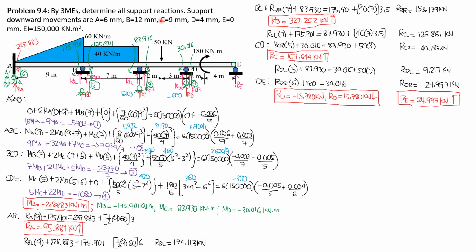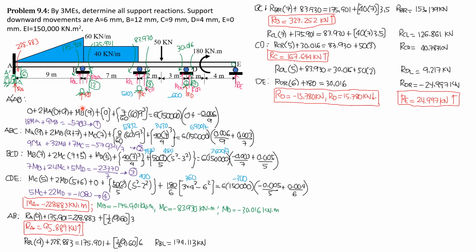So determine all support reactions. Support downward movements are A 6 mm as shown, B 12 mm, C 9 mm, D 4 mm, and E 0. No support settlement at E. EI is 150 kilonewton meter square.